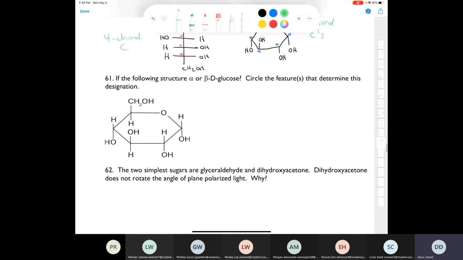Number 61. Is the following structure alpha or beta D-glucose? I'll just throw that out there to my students. Could anybody tell me, is this molecule alpha or beta D-glucose? And it's not a trick. Yeah, thanks, Gavin. It is alpha, because the hydroxyl at the anomeric carbon is pointing down.